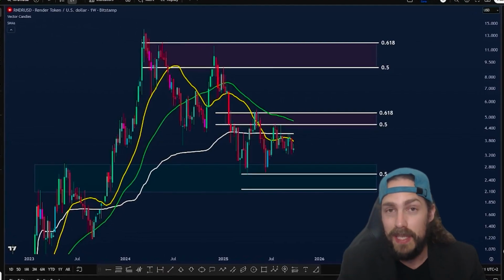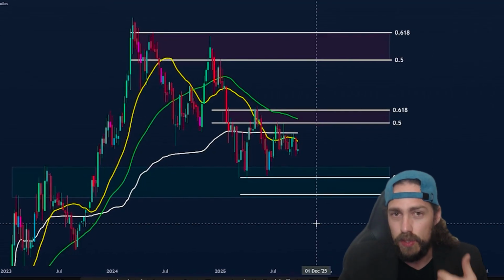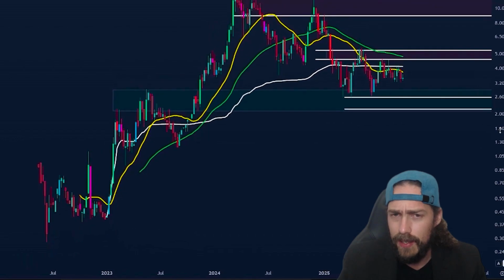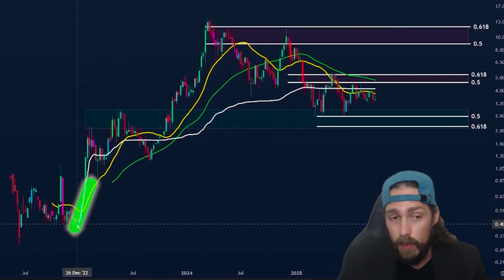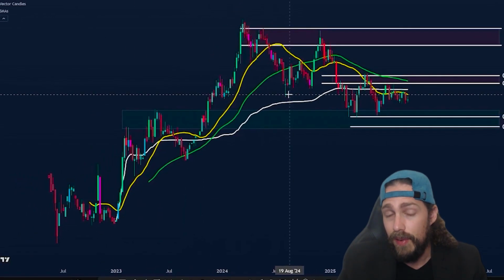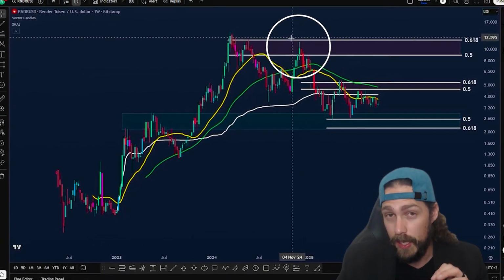So I've gone ahead and opened up Render on the 1 week chart on Bitstamp, and there are a couple of key things and key market structure that I just want to highlight and draw attention to. The first thing I want to show you guys is this powerful uptrend that Render was in during our previous cycle. We can see that we created highs, higher lows, highs, higher lows, and finally in December 2024 we created our first lower high, signaling a trend change for Render.